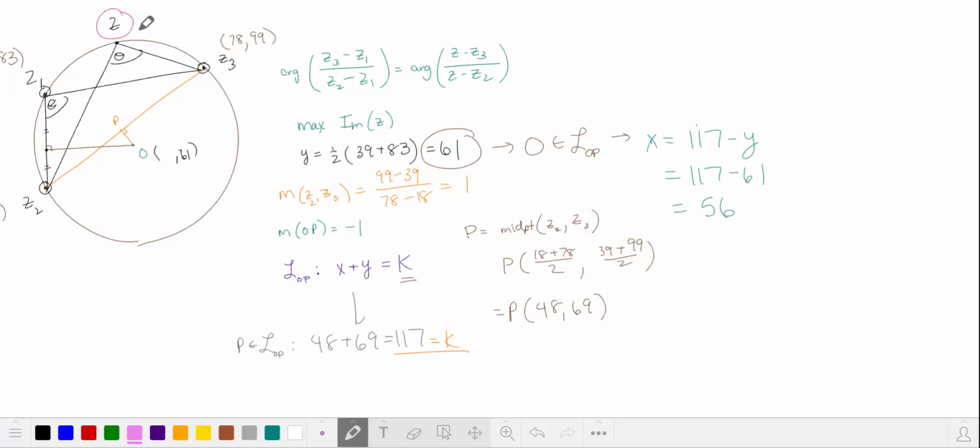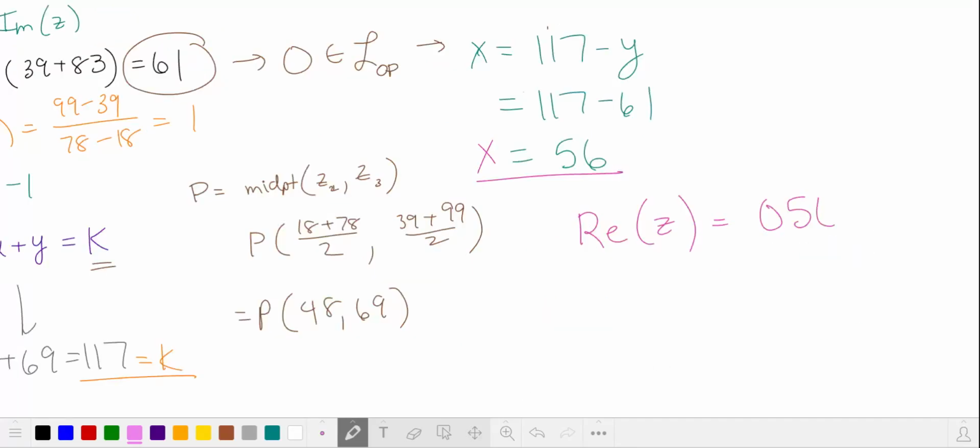Since we're maximizing the imaginary part of z, and z can be anywhere on this brown circle, then we'll place it directly above O with the same x-coordinate. So the real part of z is also 56, and that's our answer.